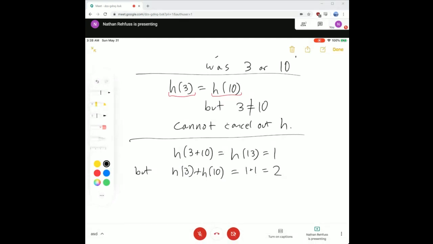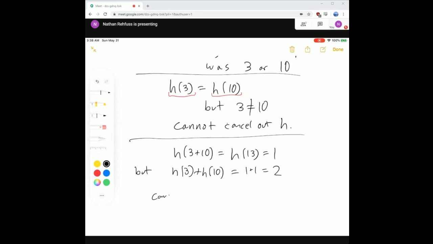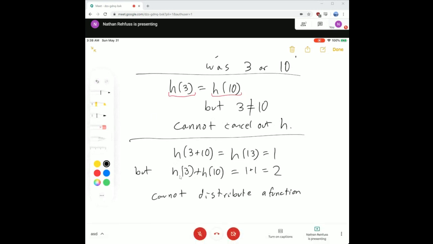So I cannot distribute a function. I'm trying to get through all the ways that functions work differently from variables here. So again, this is not multiplication. It doesn't behave like multiplication. This function notation does not follow any of the same rules as multiplication. So this is not the same as h times 3.